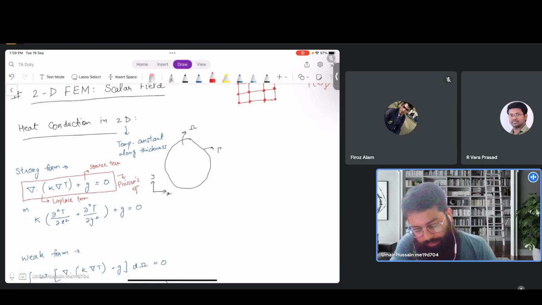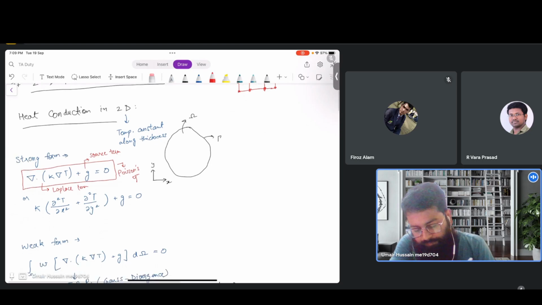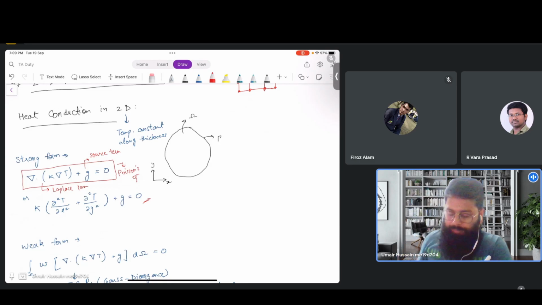If we break it into components, we'll have the equation something like this. We break it down into x and y components, so there's a second derivative of temperature with respect to x and then with respect to y.